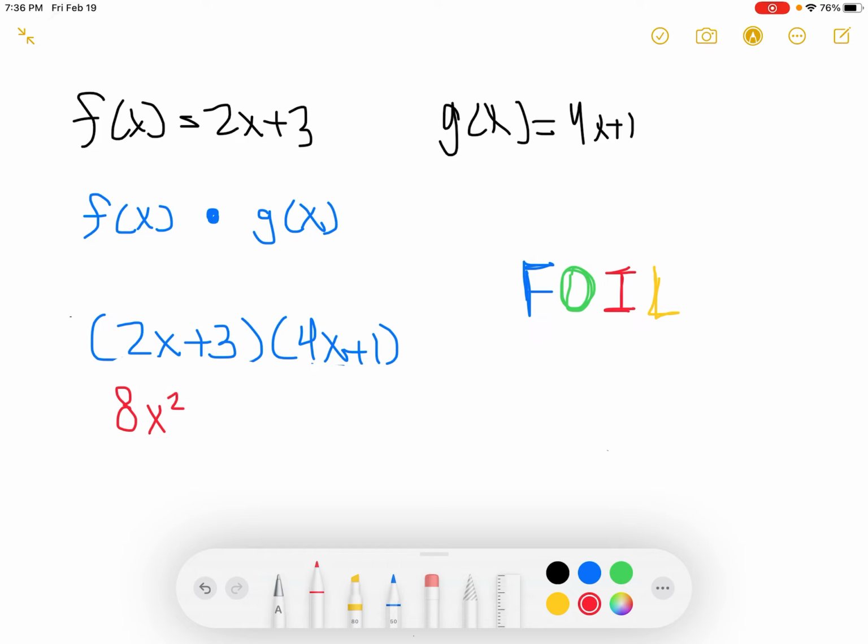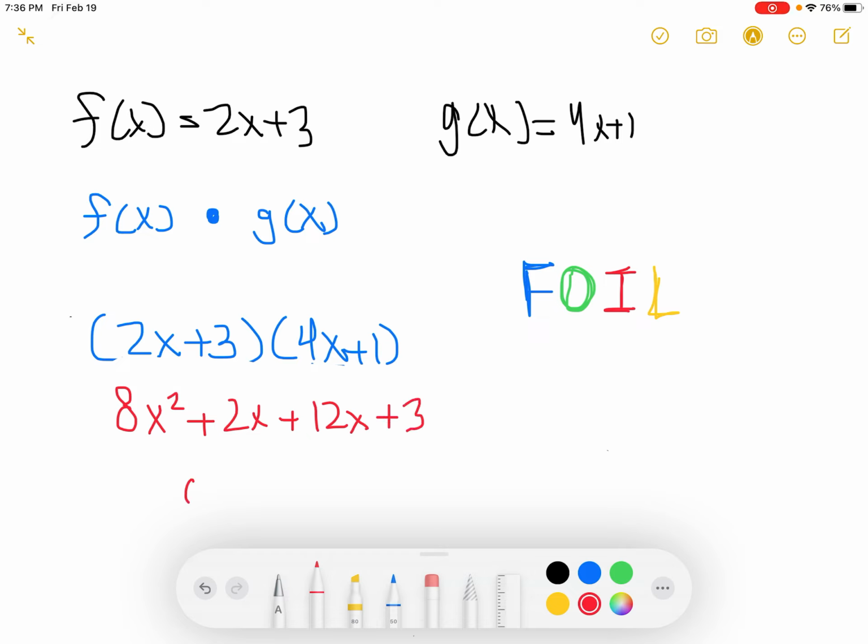Then we have outer, 2x times 1. Anything times 1 is itself, so we just keep that as 2x. Then we do the inner, 3 times 4x. That would be 12x. And then we do last, 3 times 1. Once again, anything times 1 is itself, so it's just 3.